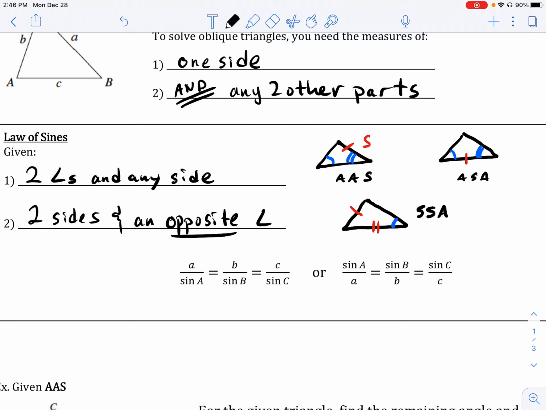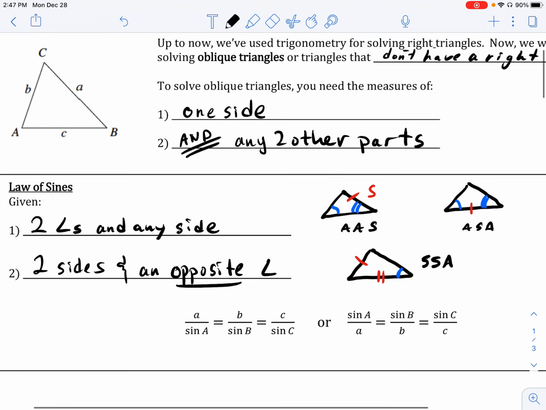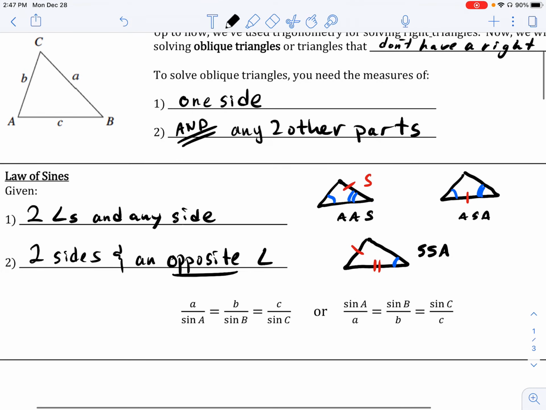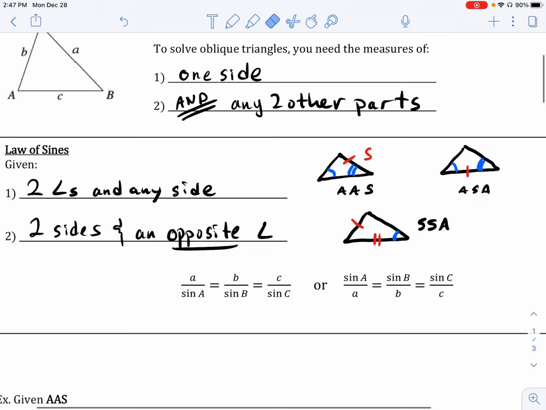And I'm not going to go through a full proof of this right now. I will link a proof to this in the description below. But effectively, the proof of this is not overly rigorous. It just essentially involves dropping an altitude somewhere in the opposite angle and setting up a number of different trigonometric ratios using the sides and their opposite angles. So if you're interested in that, I will go ahead and include that in the description below. But again, it's not too bad.